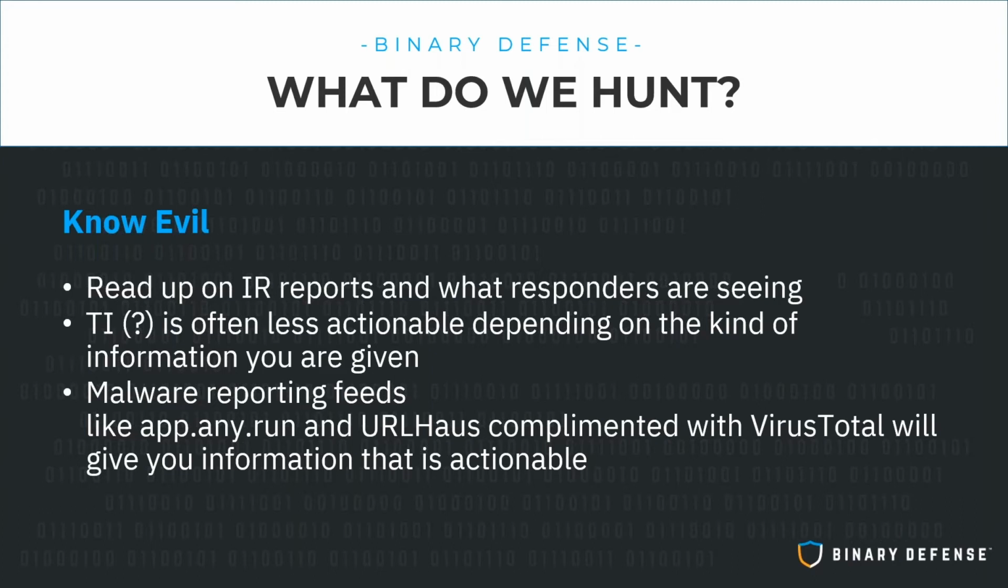You can also look at malware reporting feeds. I am a huge fan of app.any.run, along with URLhaus complemented with VirusTotal. These two alone can provide you with a lot of information that you are going to need to create good hunts. There is a public feed that ANY.RUN has where you can say, okay, I'm looking for the activity that Raccoon Stealer is going to create. What does Dridex look like on ANY.RUN? And you can take a lot of the process names, URLs, just activity that is being created on ANY.RUN and use it for your full text searching platform.